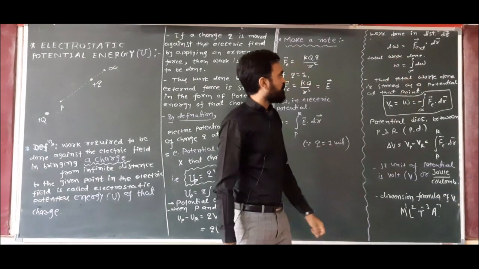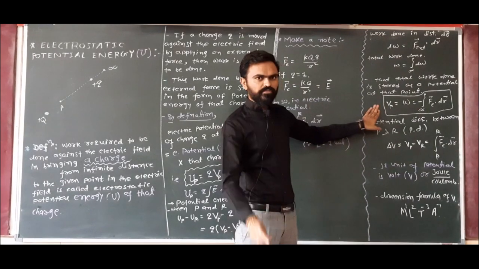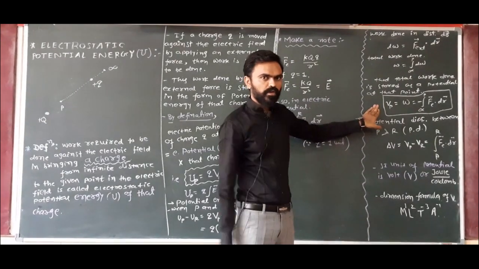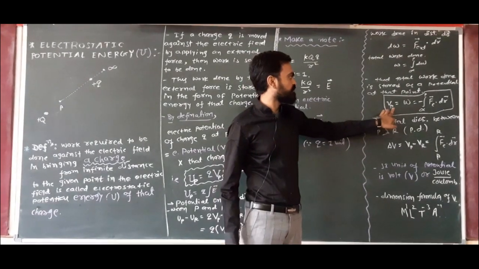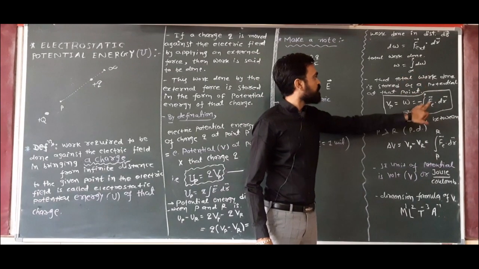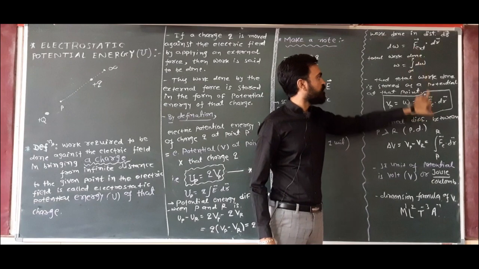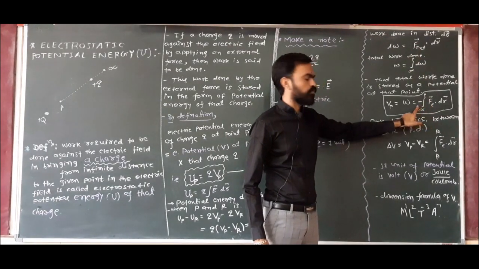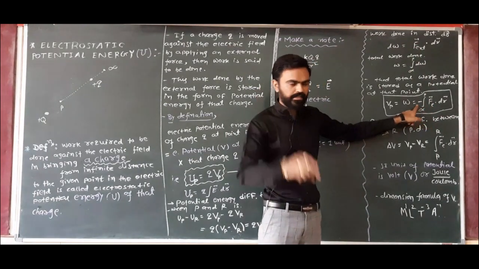By definition, this work done is stored in terms of electrical potential at the point P, so we indicate it as Vp is equal to W. Here we use F external is equal to minus F, and then we get this negative sign over here. We discussed that yesterday.